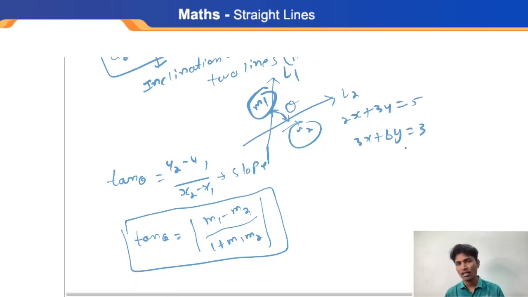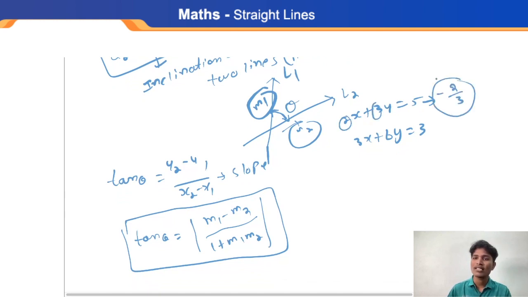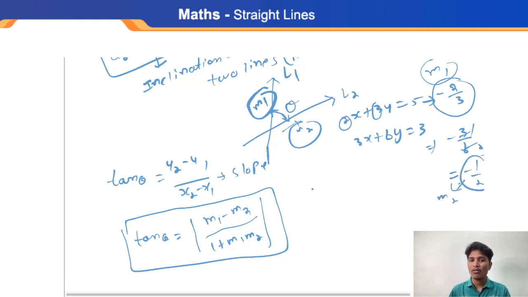If these two are the two straight lines, I want to calculate the angle between them. How can I calculate it? Simply find the slope of this one: the negative of this ratio, that is minus 2 by 3, is the slope, m1. Here the slope will be minus 3 by 6, yes, minus 1 by 2. So this is m2, and I know m1 and m2 and I know the formula.